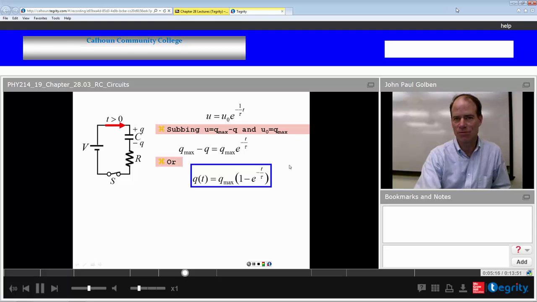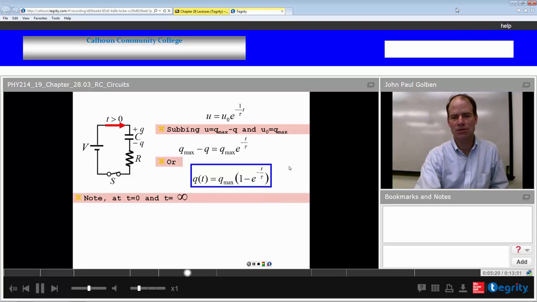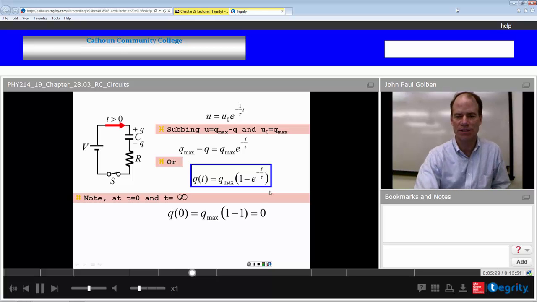Let's see if it reaches our boundary conditions. When I first close the switch at t equals 0, I'm going to have 1 minus e to the 0 power. E to the 0 is 1, so I'm going to have 1 minus 1 in my parentheses, which is 0. And I'll have that there's no charge on the capacitor at t equals 0. When I first close the switch, the capacitor has not developed any charge on it yet.